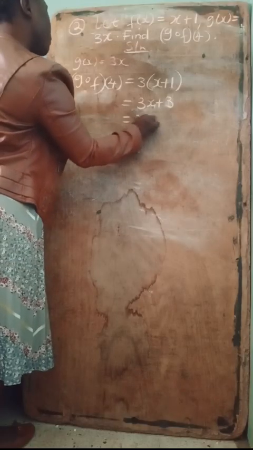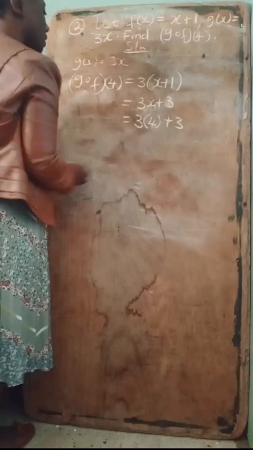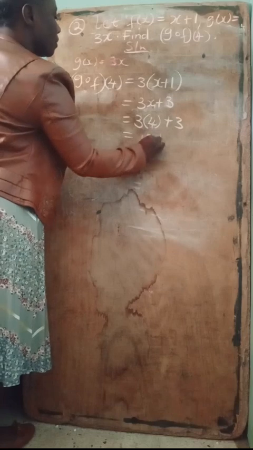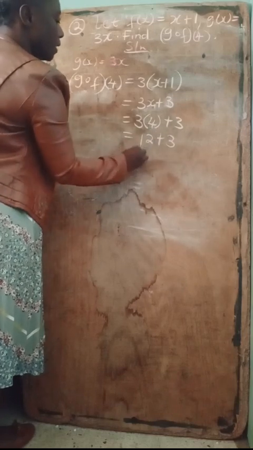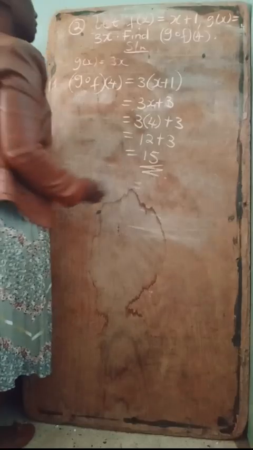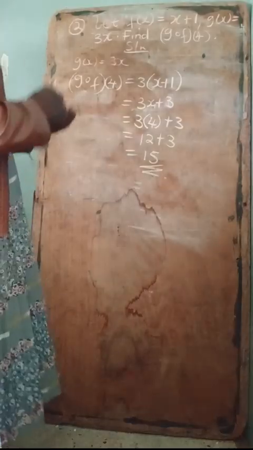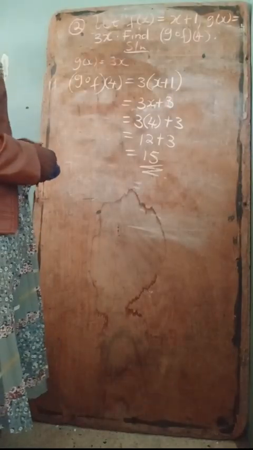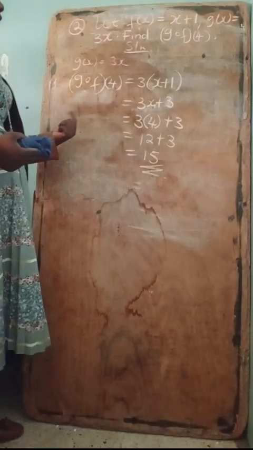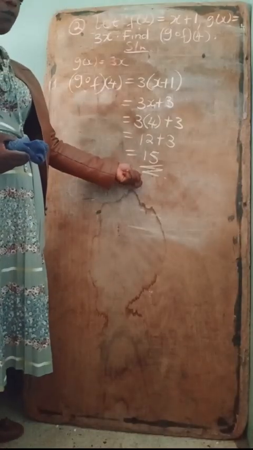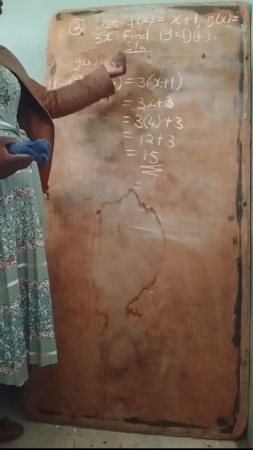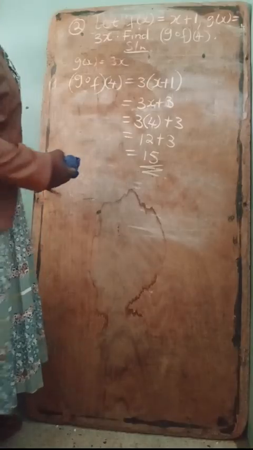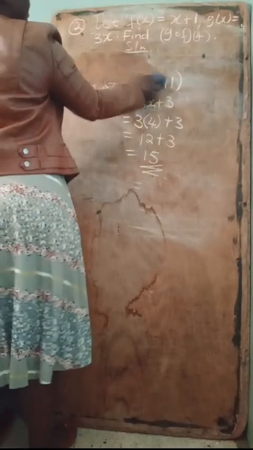So 3 times 4 plus 3. We know 3 times 4 is 12, plus 3. When we simplify there, we are going to find 15. All right. So now, we know that when we are given a figure, we have to replace and find the value. When we are not given a figure, we don't replace any figure. We just leave it as an expression. Okay?